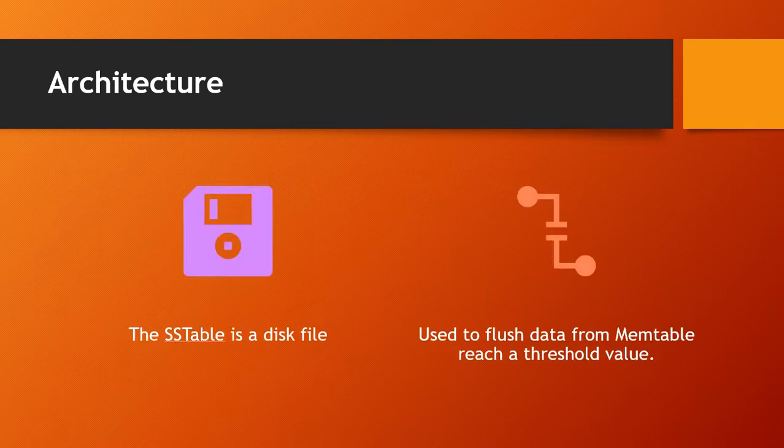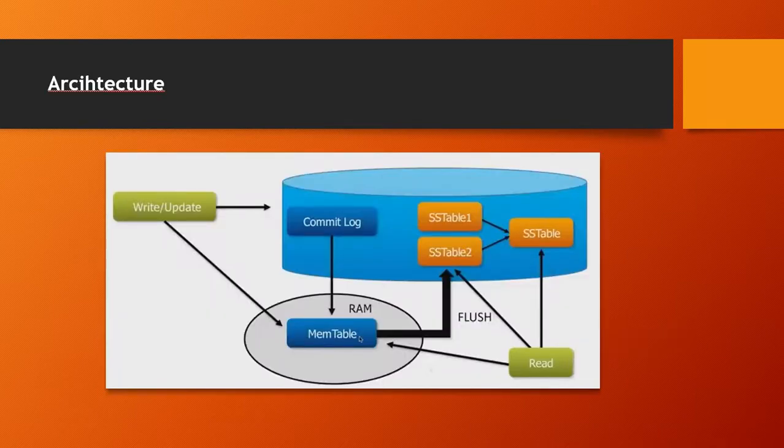There is also something called an SS table, which is a disk file. Data is flushed into it from the memtable when its contents reach a threshold. As we can see in this figure about the architecture, writes and updates go through the memtable. They are flushed into the SS tables. Read operations can take place anywhere. Commit log and memtable are always in operation together.